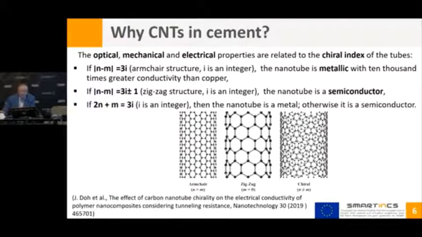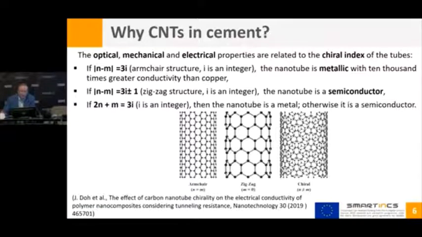At the same time, if the absolute value of n minus m verifies this second equation, the nanotube is no more a metal, but it behaves as a semiconductor. These two conditions are the ones that are normally found in single-wall carbon nanotubes. For multi-wall carbon nanotubes, there is a different relation, the one you have there on the screen. If 2n plus m is equal to 3i, again with i an integer, the nanotube behaves as a metal, and otherwise it is a semiconductor.